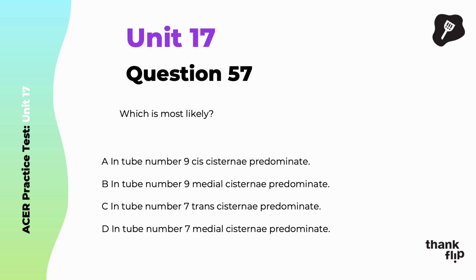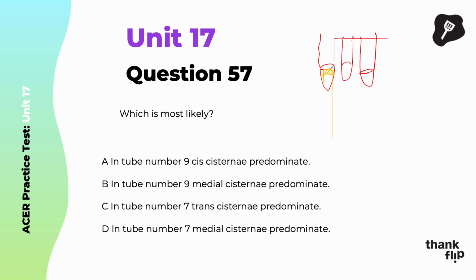So in this last question, we're just being asked which of the following is most likely, and it's referring to the tubes, all right? And looking at the tubes, it's asking us mainly about tube number 9 and tube number 7. So in the diagram, tube number 9 doesn't really contain anything. Tube number 7 contains some cisternae looking things, and we're being asked about cisternae, so that's how I've kind of thought about it.